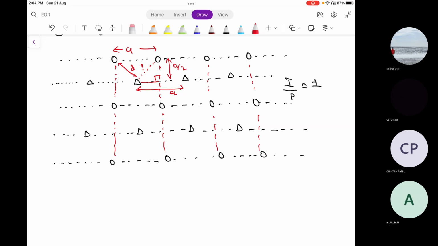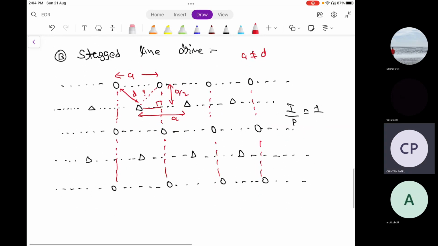Correct? Sir, the answer will be a by root 2. Yes, a by root 2. Okay, whatever the answer, I just told you randomly. Yes, a by root 2, because 1 by 4, 1 by 4, 2 by 4, root of 2 by 4 is 1 by root 2. Okay, correct. So you can say d is equal to a by root 2.